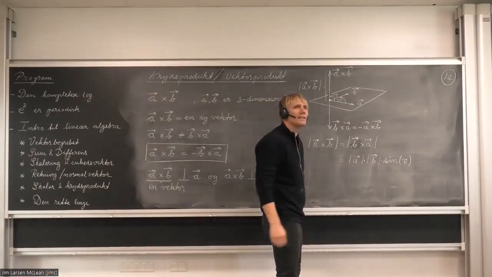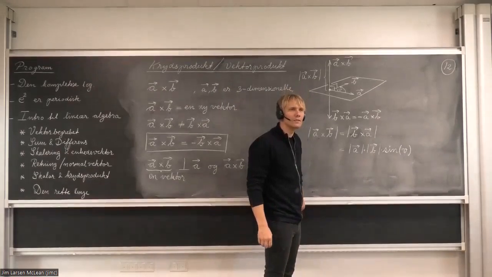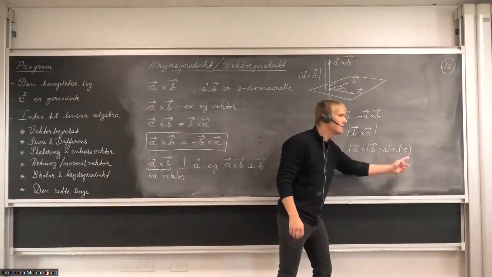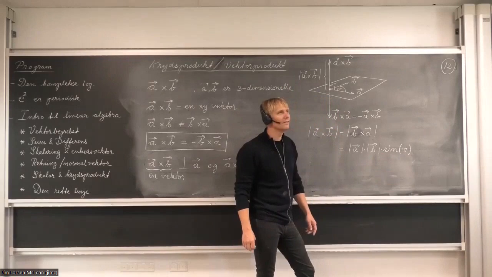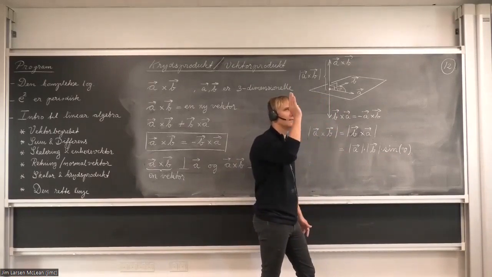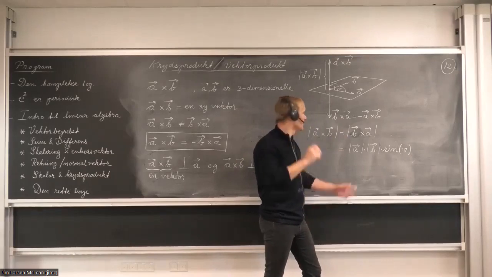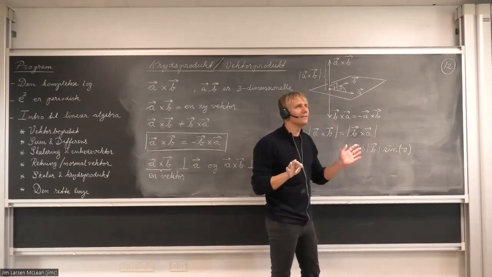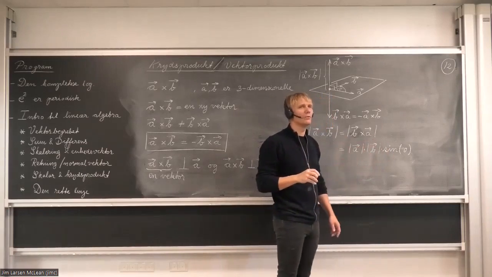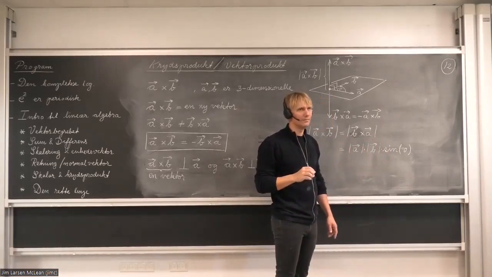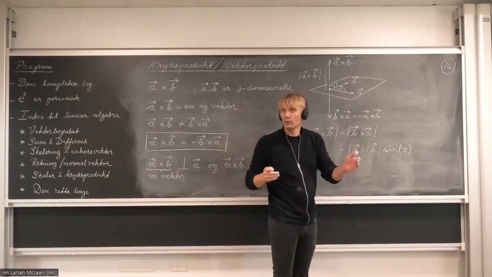Well, then we can already think: what's the biggest sine value? It's 1. And when does sine equal 1? What should the angle be? 90 degrees. So the cross product can never be longer than it is when the two vectors are at a right angle to each other. So the cross product is as long as possible then.